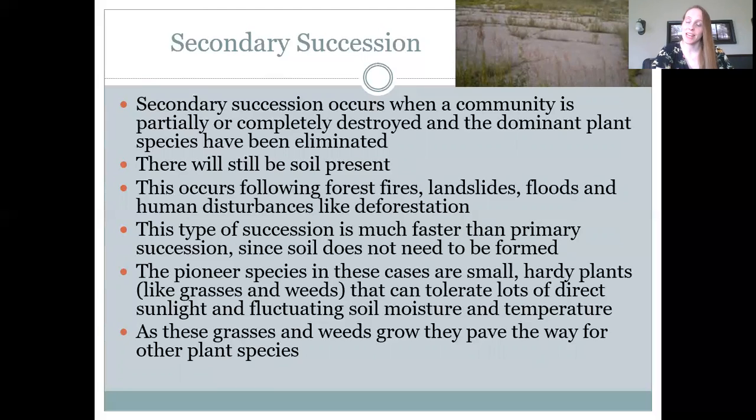Again, the lack of shade means that a lot of moisture is going to get pulled out of the soil during the day, and then obviously a lot's going to get put into the soil when it rains or something. And then these grasses and weeds will eventually pave the way for other plant species to move in.